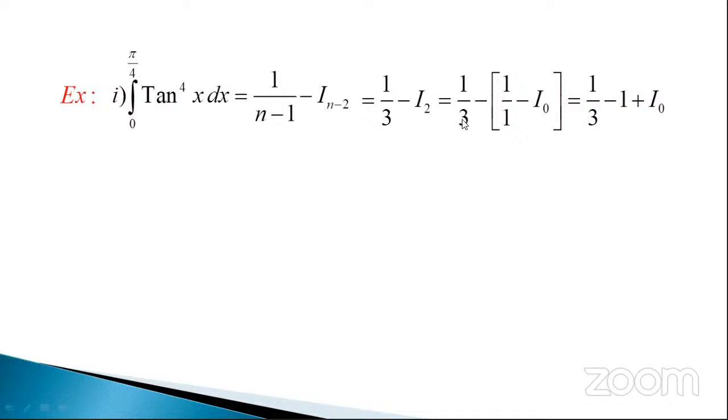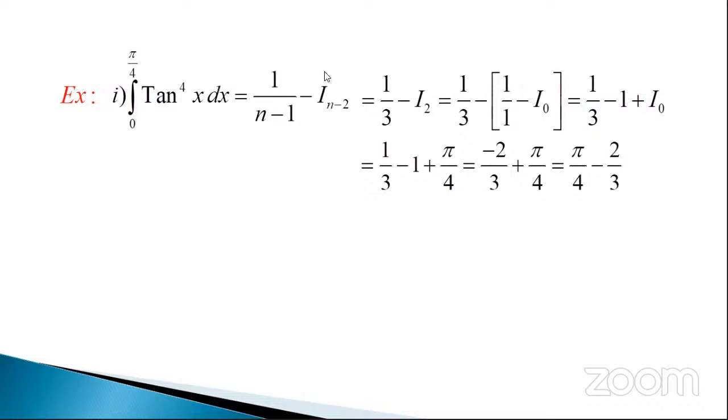Again, I2 is 1 by 1 minus I0. So we get 1 by 3 minus 1 plus I0. We already know the value of I0, that equals pi by 4. 1 by 3 minus 1 means minus 2 by 3, plus pi by 4. It means pi by 4 minus 2 by 3. This is the solution of the integral of tan to the power of 4x dx.